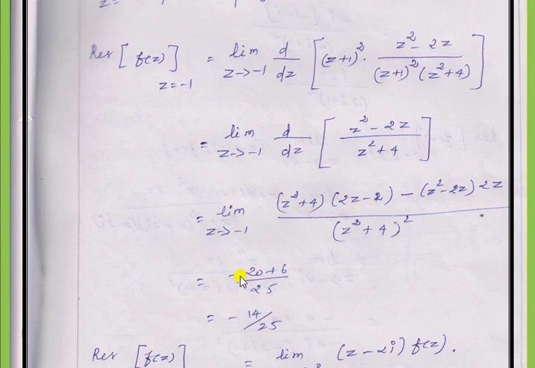Minus 4 into 5 is equal to minus 20. Here, minus 1 the whole square is plus 1. Minus 2 into minus 1 is plus 2. 1 plus 2 is 3. Here, 2 into minus 1 is minus 2. 3 into minus 2 is equal to minus 6. Minus into minus is positive. So, therefore, you will get plus 6.